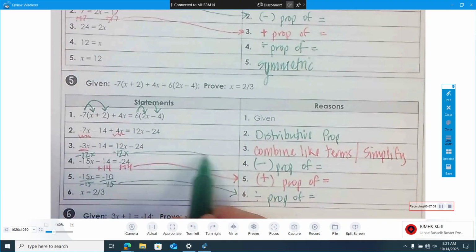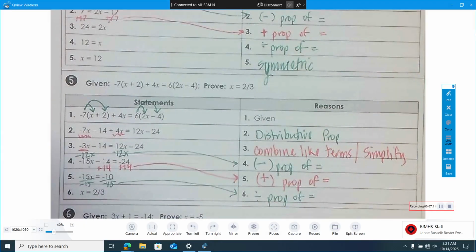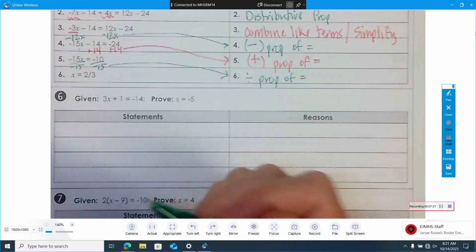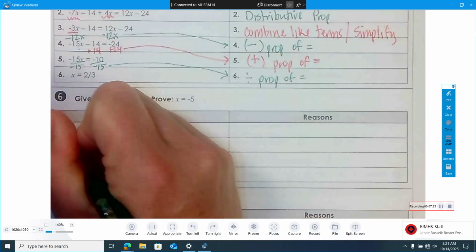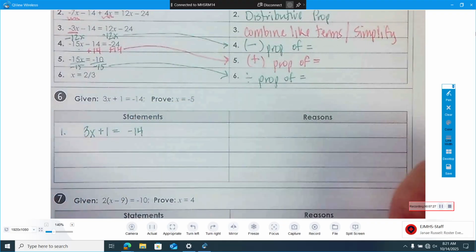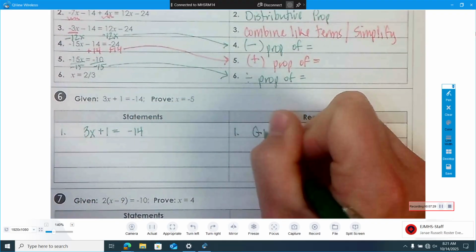I think it's helpful to be like, hey, that's that. All right. Okay, questions so far? It's pretty easy, huh? Great. So let's look at number 6 here. What is our first statement going to be? 3x plus 1 equals negative 14. Good. 3x plus 1 equals negative 14. What's our first reason? Given.